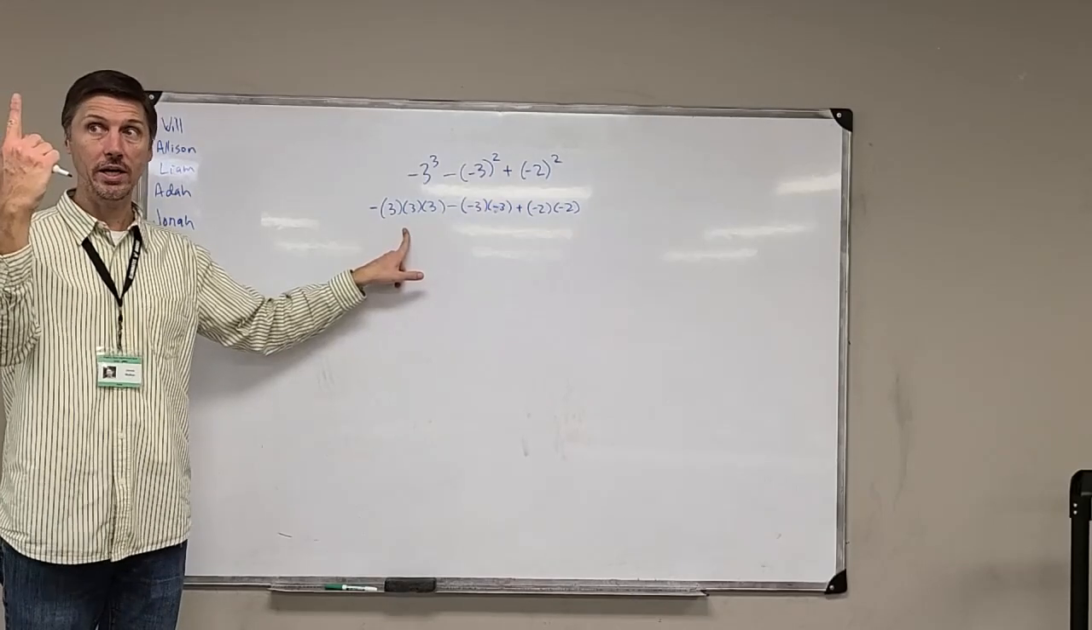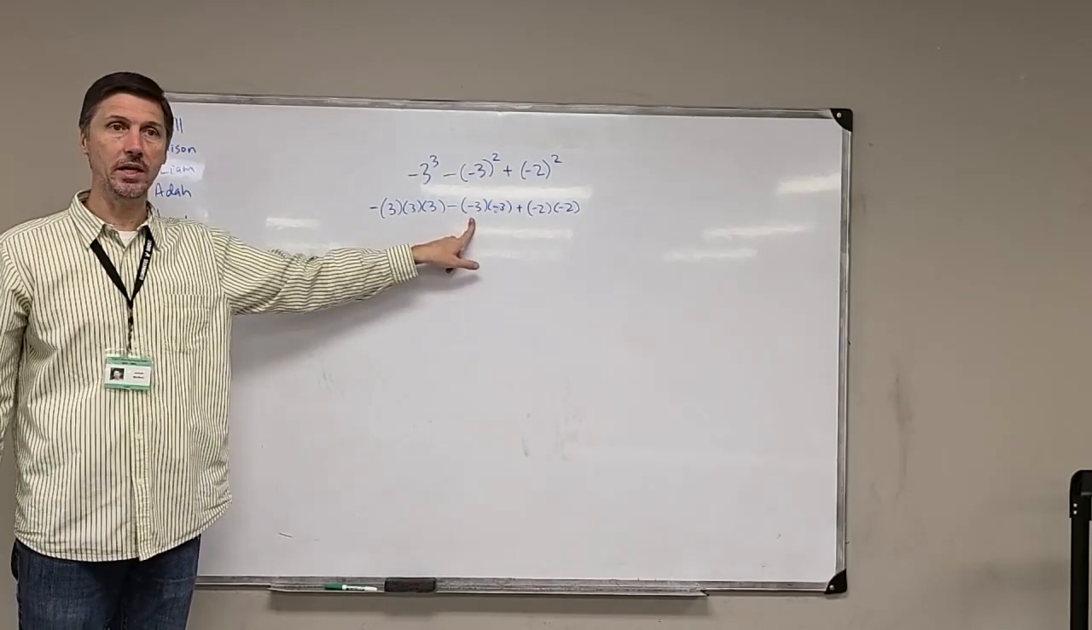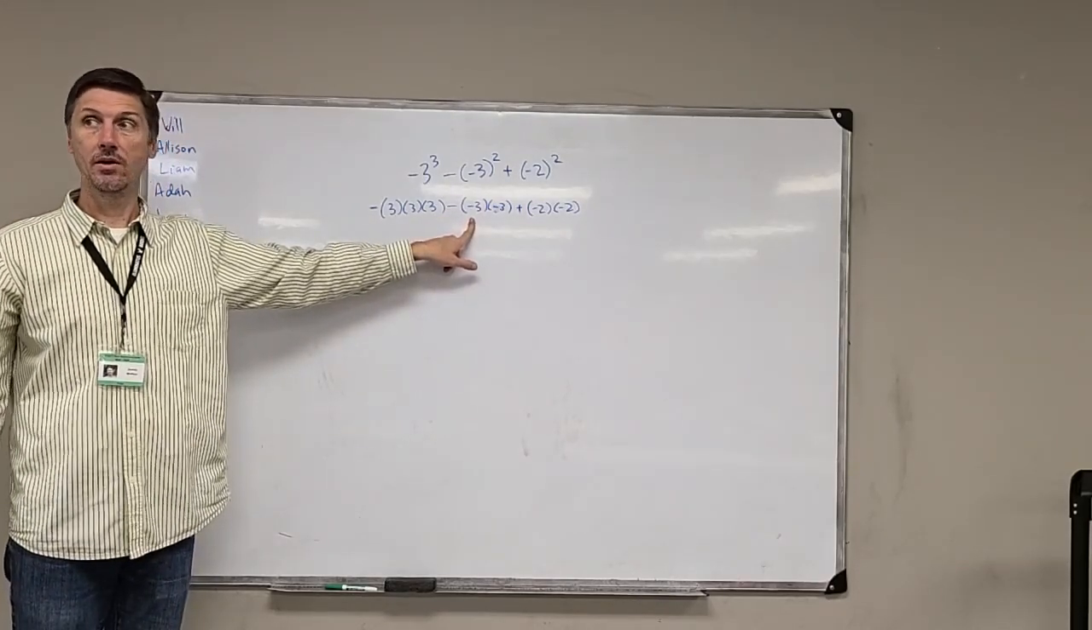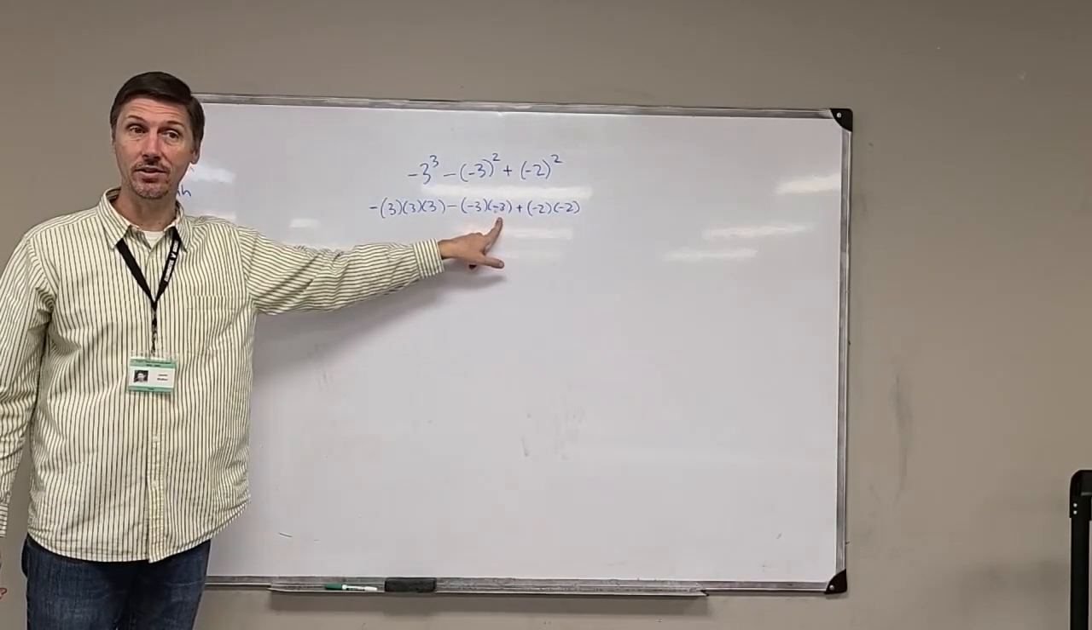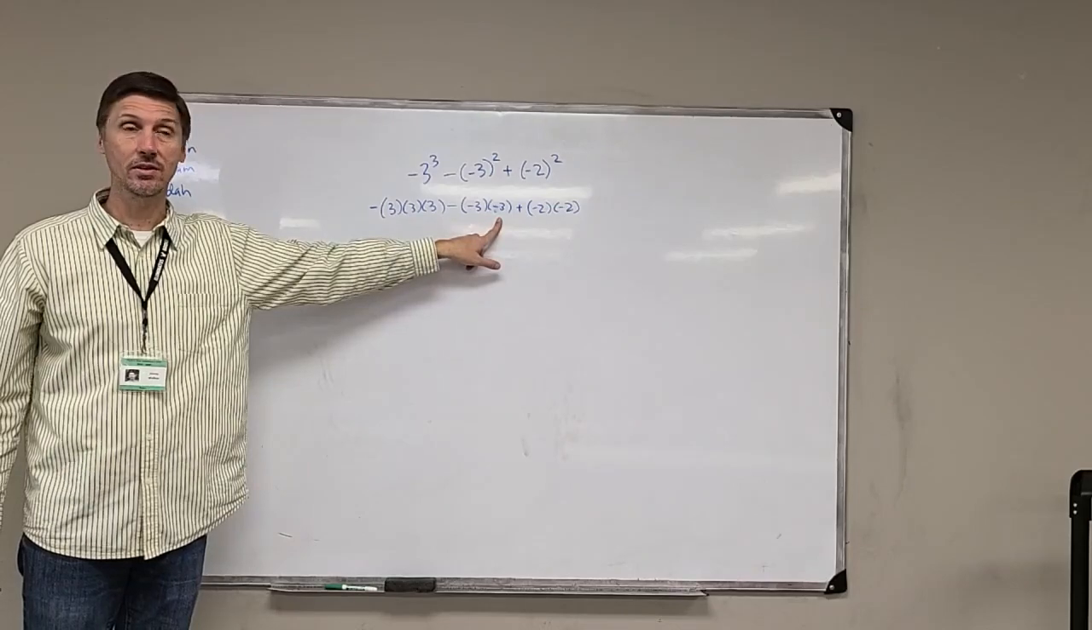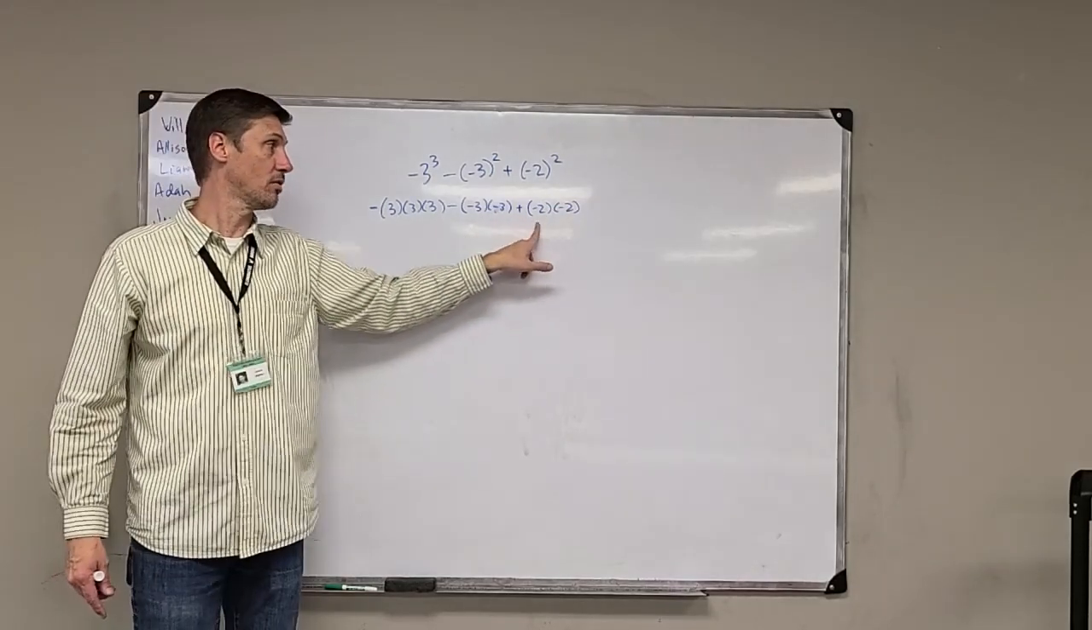Negative, because we've only got one negative sign. What's the overall term for this one going to be? It's going to be negative because we got 1, 2, 3 negative signs, right? We got an odd number of negative signs. And then for this last one, what's the overall sign going to be?